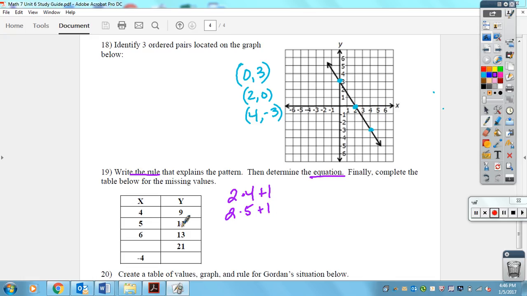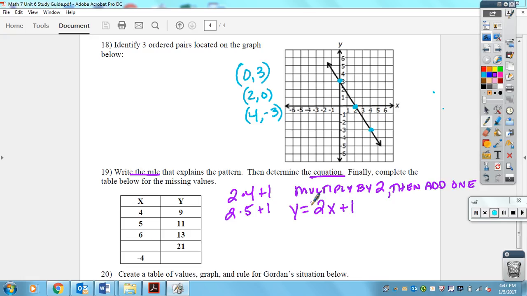So it looks like the rule is multiply by 2, then add 1. That sounds like a rule to me that can get me from x to y. In other words, y is equal to take x, multiply it by 2, and then add 1. Multiply my x by 2, then add 1, that's equal to y. So there's my equation. Now I can use this to find the missing values.